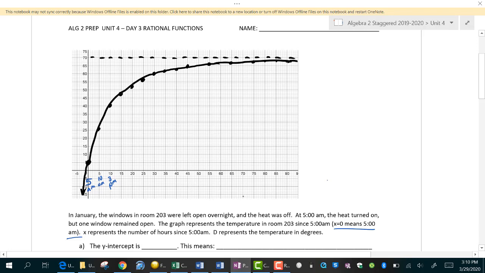So then on my x-axis, I would label this hours since 5 a.m. And then on the y-axis, this would be temperature in degrees Fahrenheit.